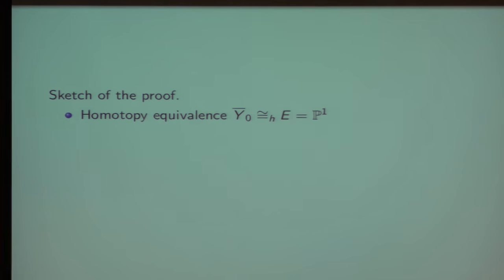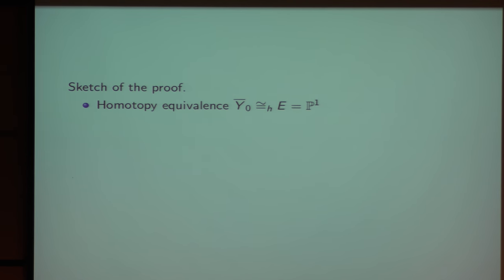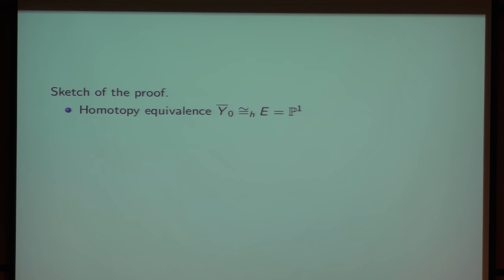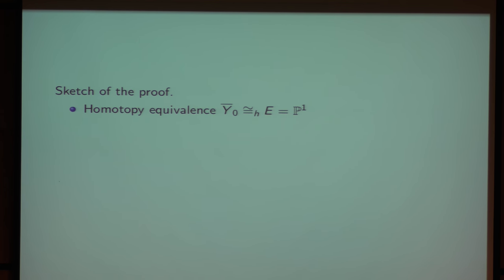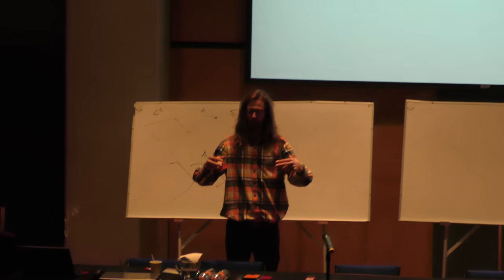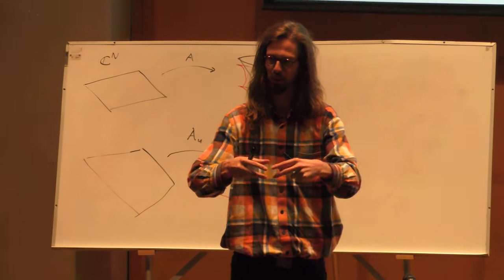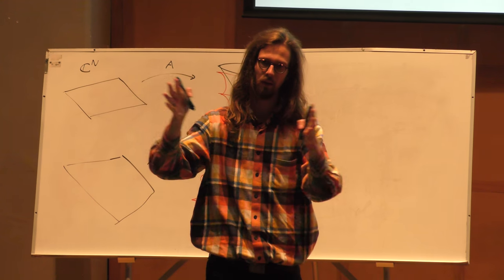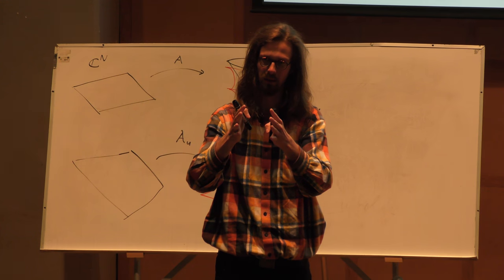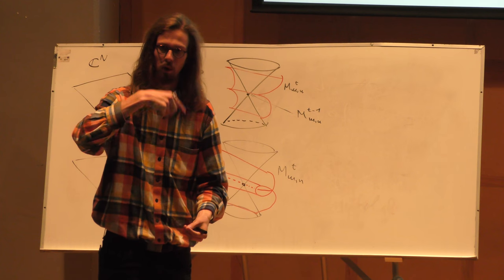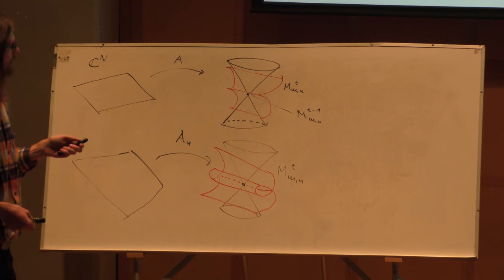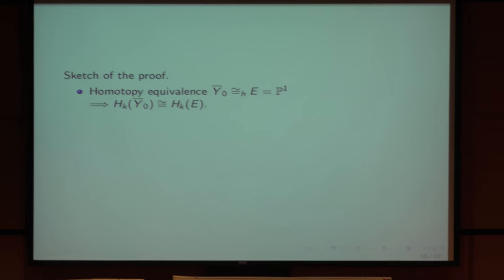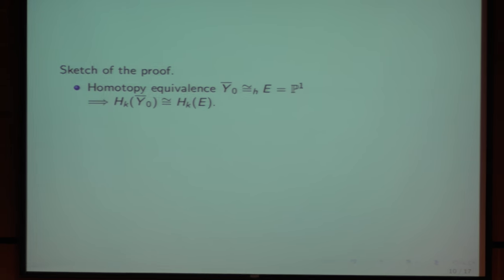So let me give you a sketch of the proof of our theorem that I showed you before. What do you start with? Well, an isolated singularity is always conical locally, so it retracts to the singular point. If you replace this singular point by something compact, then everything will contract to this compact set. In this case, you replace it by a P1, it's a two-sphere. You get a homotopy equivalence of Y0 with this P1, with this exceptional set, and an induced isomorphism of homology groups.